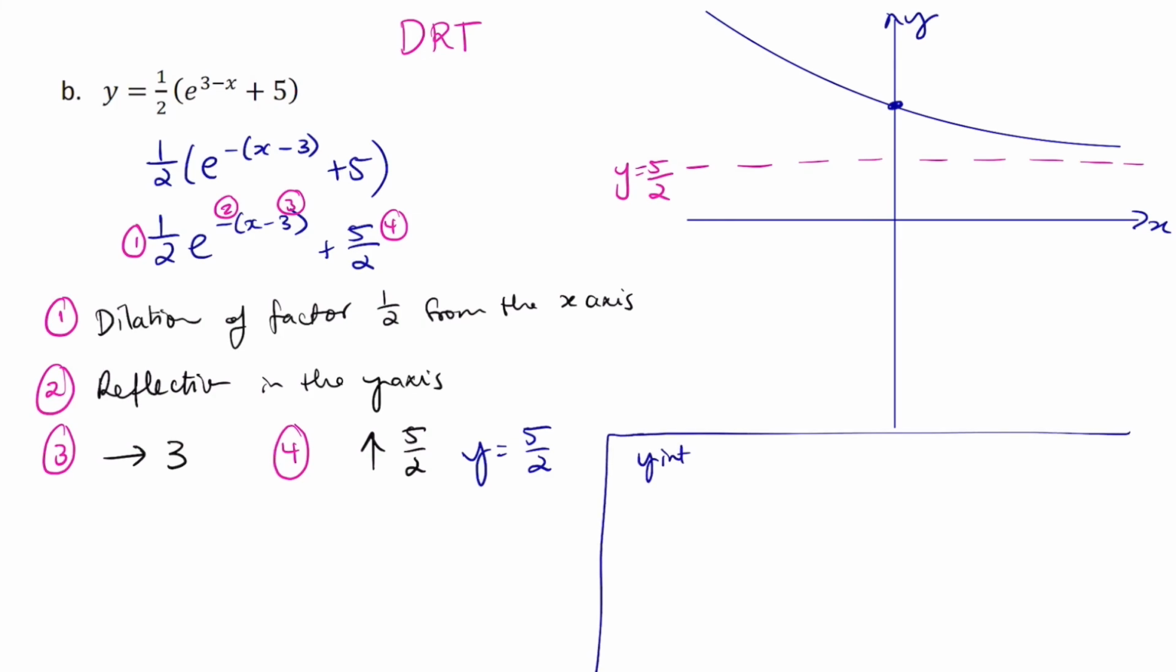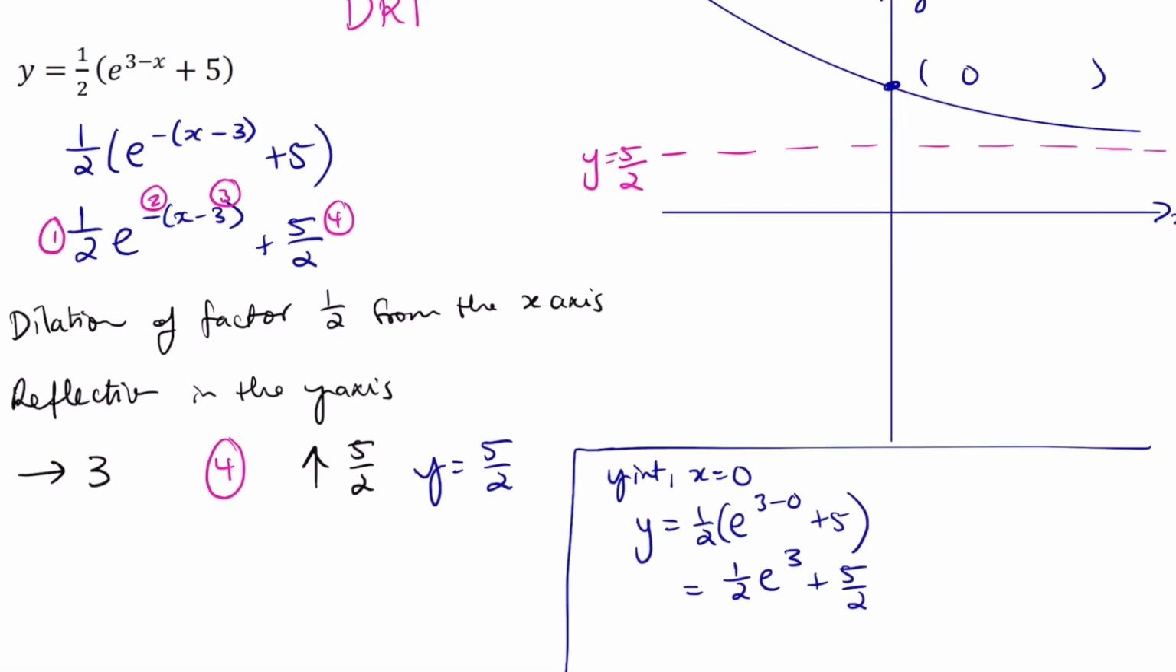So y-intercept, make x equal to 0. So y equals a half. We'll just go back to the original equation. So 3 minus 0 is just 3. So that'll be a half e^3 plus 512. So it's not very helpful, is it? But that is going to be our intercept. So that's just 0, comma, a half e^3 plus 512.